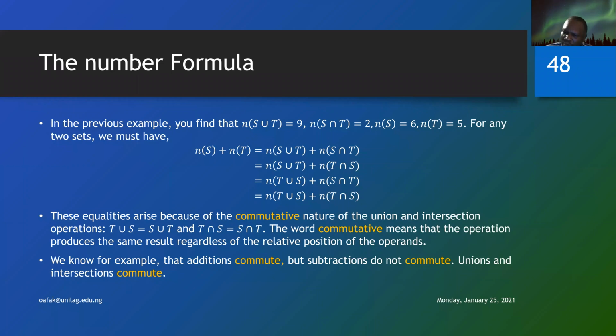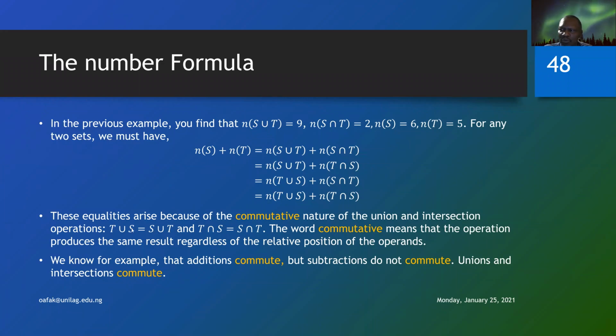So division is not commutative, subtraction is not commutative, multiplication is commutative, addition is commutative, union is commutative, intersection is commutative. When an operation is commutative, it is possible to reverse the order of the operands, and you are still not going to get a different answer. That's what we are saying here: T union S is the same as S union T.